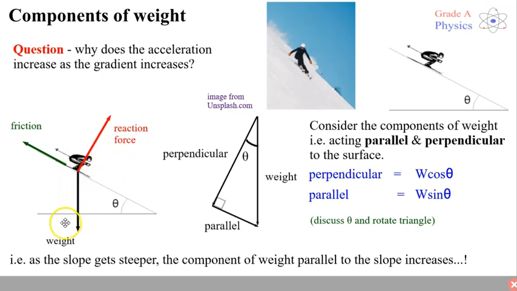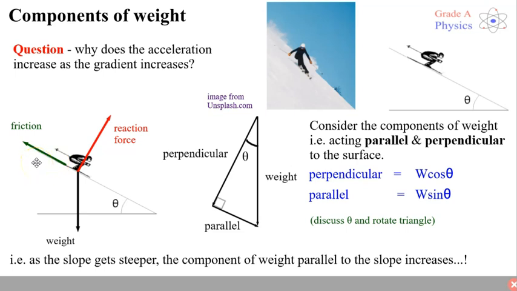So we have the weight. We always have the weight acting vertically downwards. We have a reaction force. Now we've got to be careful here because up to this point we've always considered reaction force where the surface is horizontal. Therefore the reaction force will be at 90 degrees and be vertical. But by definition the reaction force is also called the normal force. It must be at 90 degrees to the surface. So it's going to be as shown here. Friction always opposes motion. That's going to be acting up the slope.